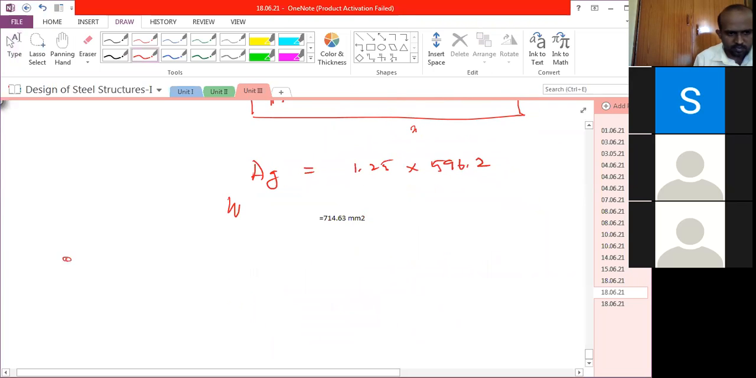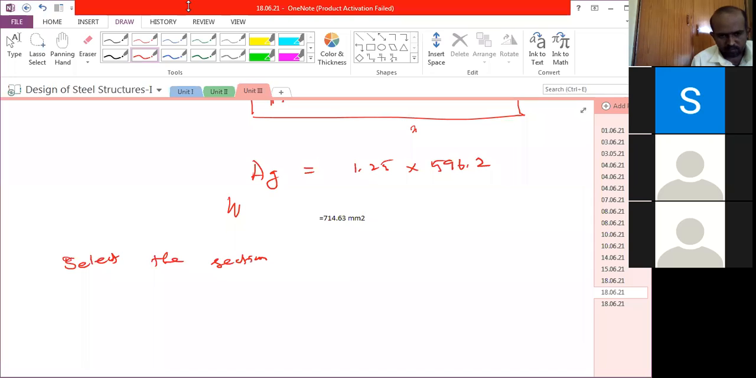Selection of section. Select a section based on the 714.63. I am going to select the same type of section, ISA. So what section shall we select? Any section we can select. Already we have ISA 150 by 75 that we are using, so similarly, the same type of section you can select.